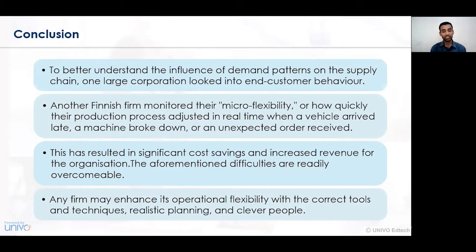So, the operational variability with the correct tools and techniques, if it has been implemented in a proper way, will lead to realistic planning and clever people who can bring in additional revenues to the organization, and the long-term profit or benefit to the organization can be created.